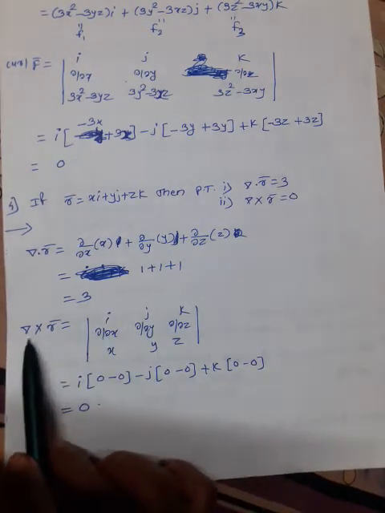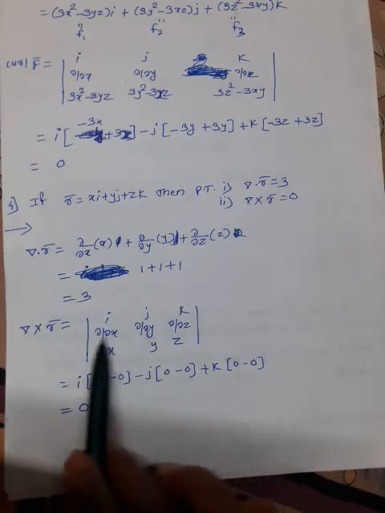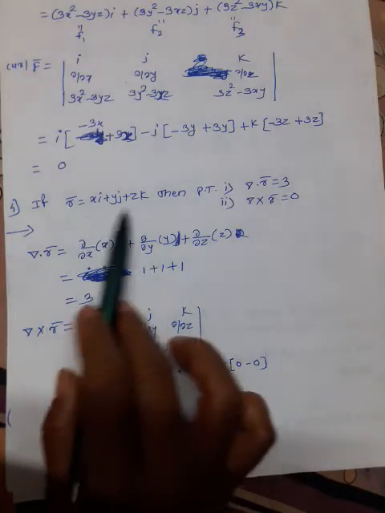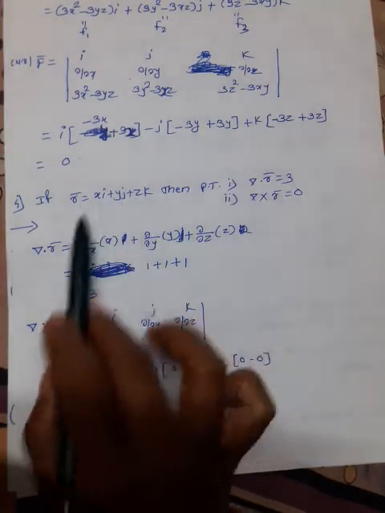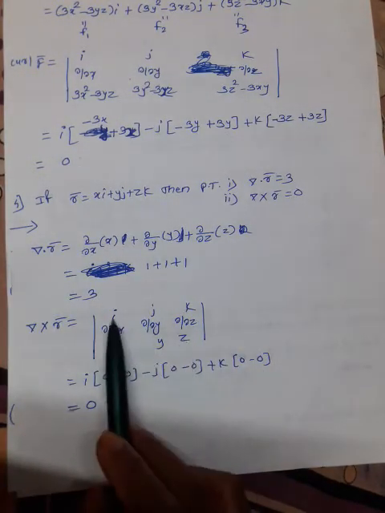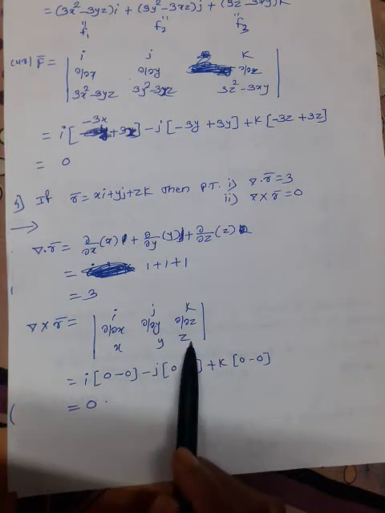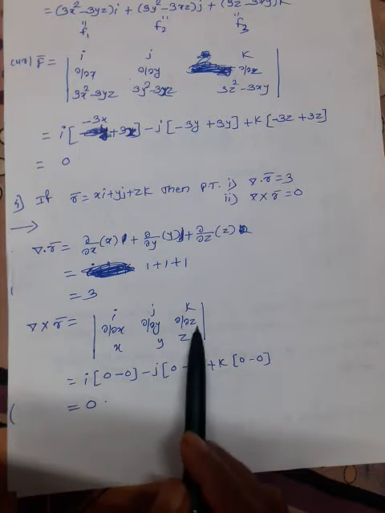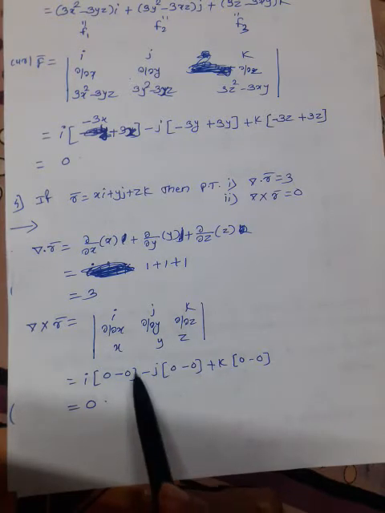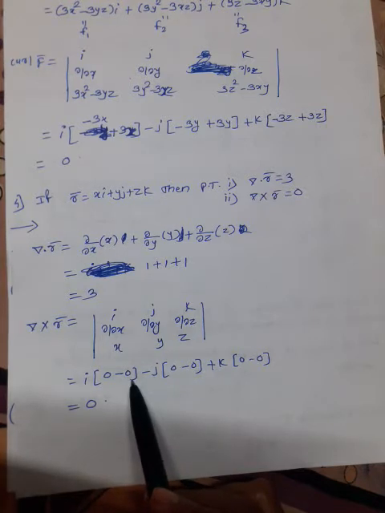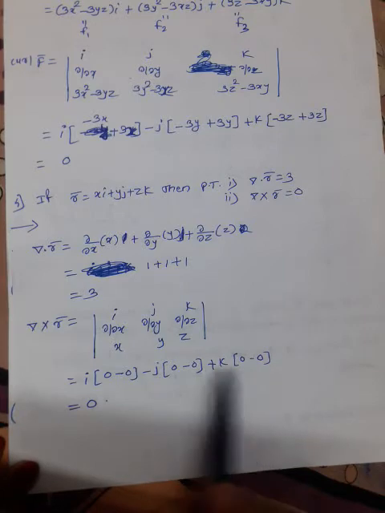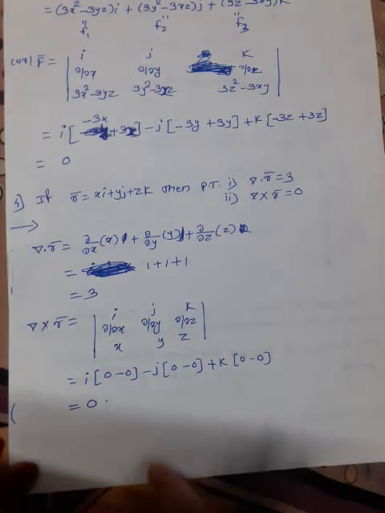Now consider the cross product, del cross r bar. The first two rows are the same. The third row will be the coefficients of r bar: x, y and z. Now taking i into this, the derivative of z with respect to y is 0, minus the derivative of y with respect to z; because it is a constant, the derivative is 0. Similarly here also 0 into 0, 0 minus 0, 0 minus 0. The answer is total 0.